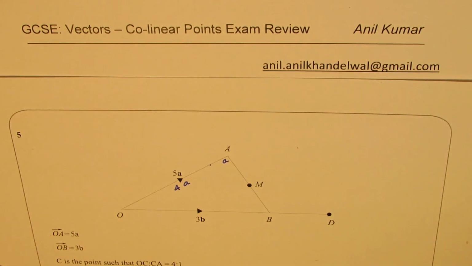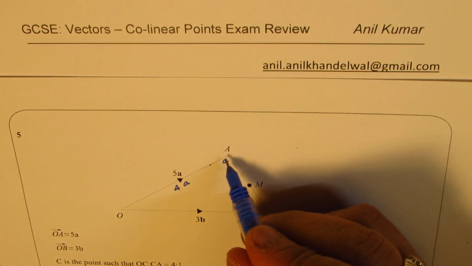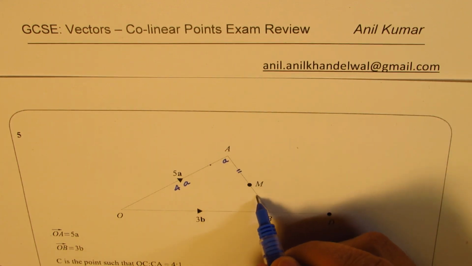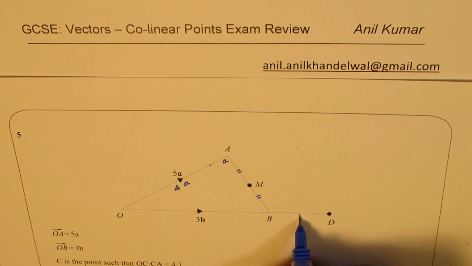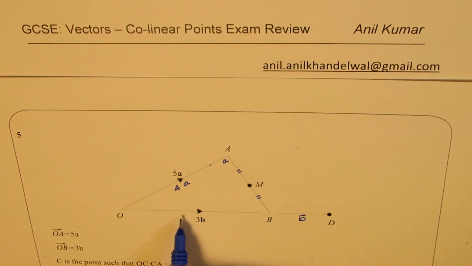So that is here. M is a midpoint of AB. So that means these two sides are equal. D is a point such that OB to OD is 3:4. So D is such that O to B and O to D is 3:4. Now we are given O to B as 3B, so this has to be just B, right? Vector B. Now it becomes the ratio of 3:4, right? Show that C, M and D are on the same straight line.